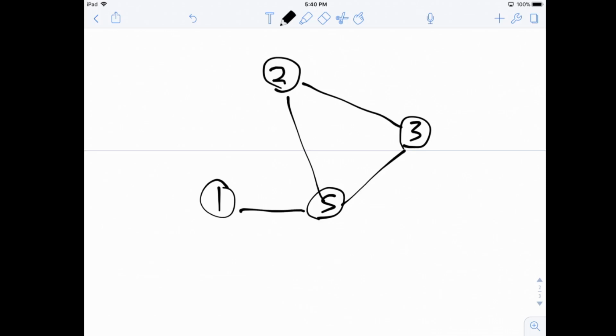Okay, now consider any cycle in this graph. In this graph there's only one cycle, but consider a cycle. Well, a cycle goes into every node once in the cycle. It goes into the node once and it comes out of it once. That means there are two edges attached to that node.